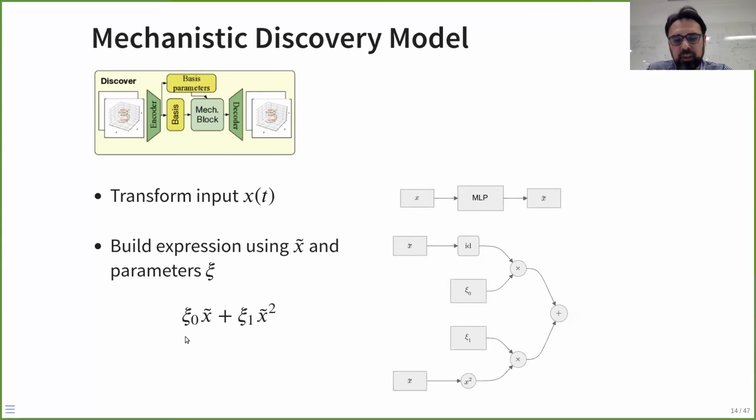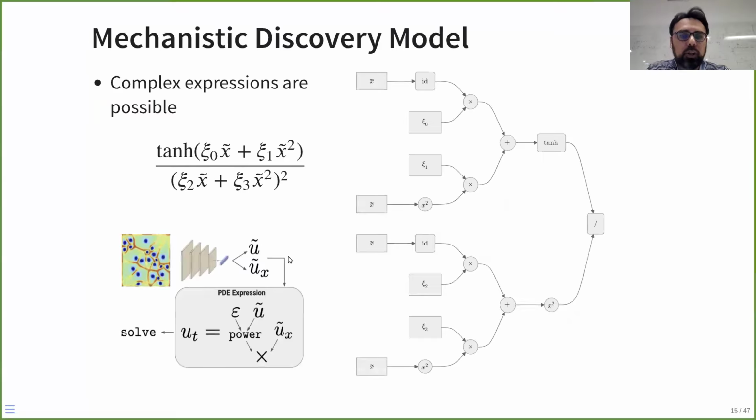You can build this in automatic differentiation libraries like PyTorch. This is, let's say, a simple linear combination of basis functions. You can get more complex nonlinear expressions. For instance, you have a tanh of some linear term, and you have a polynomial term in the denominator. It's a more complex term that cannot be represented as a linear combination of basis functions. In our model, you can use such terms.